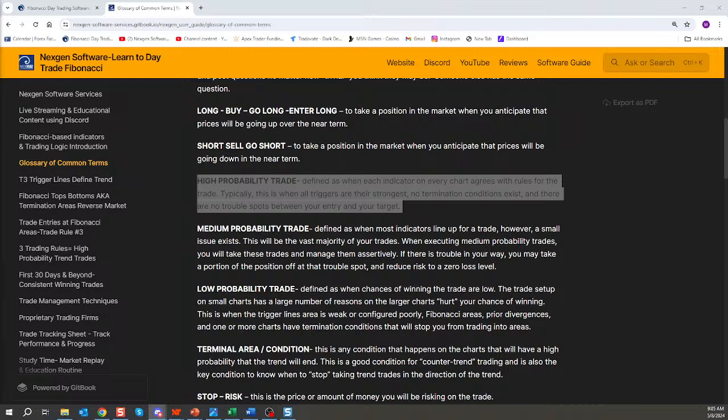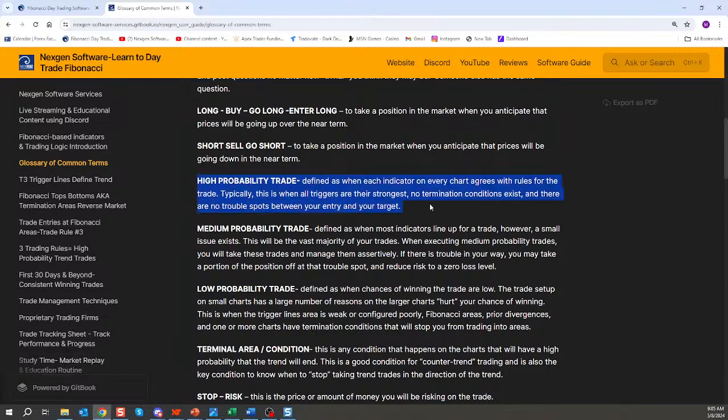High probability trades are defined when each indicator on every chart agrees for the rule for the trade, guys. Strongest triggers, nothing in the way, nothing between you and your targets. This is the absolute best of the best, guys. This is the confidence builder. This is the trade, though, that teaches you to read your indicators.